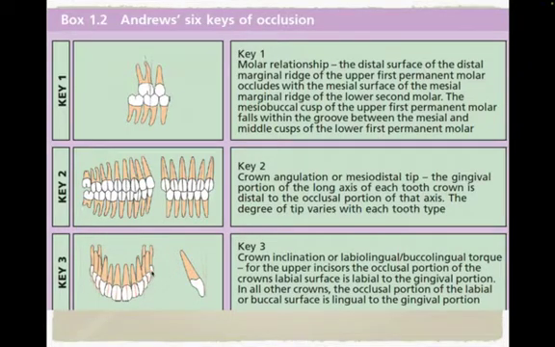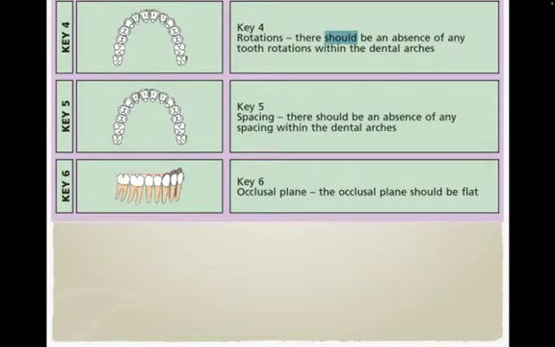While for the canine and posterior teeth, usually the gingival portion of the crown should be more buccal compared to the incisal portion, which means that the root has to go in a more buccal direction, which means a negative torque. The fourth key was that teeth should have no rotations, no spacing, and the curve of Spee should be a flat curve of Spee.